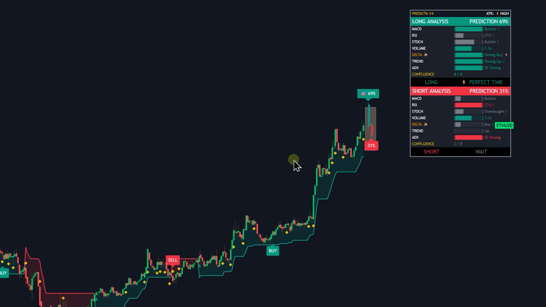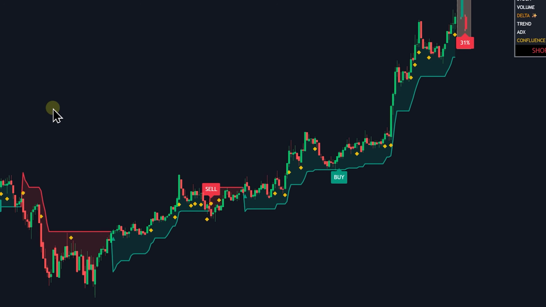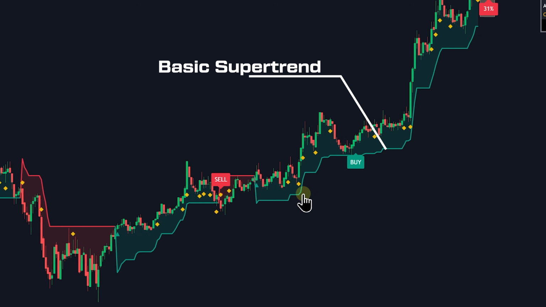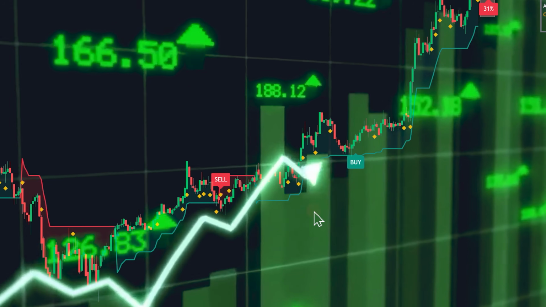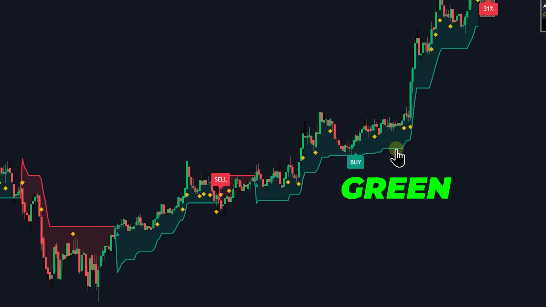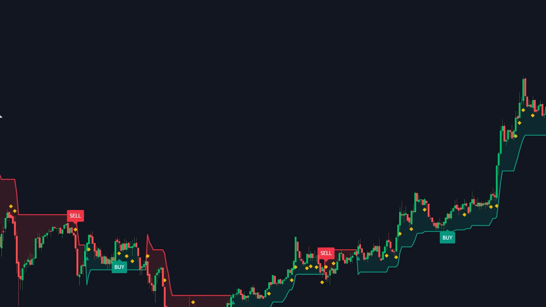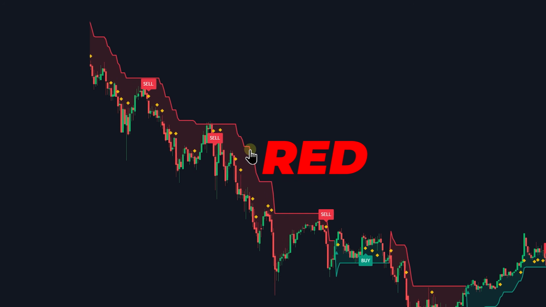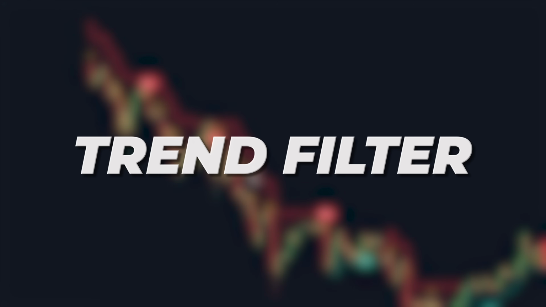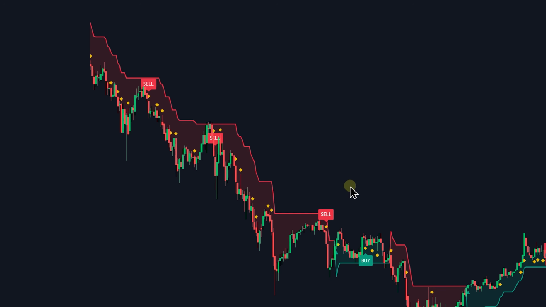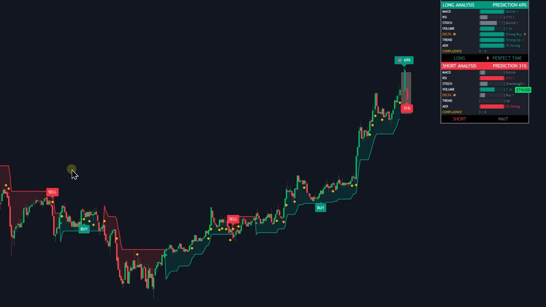Once it loads, this is what you're gonna see. First, you have the main trend line on the chart. Now, this is actually a basic Supertrend with the default settings. When the trend is bullish, the Supertrend line is green and the background fill below it also turns green. On the other hand, when the trend is bearish, the line turns red with the background fill also being red. This basically works like a trend filter. It tells us whether the market is currently favoring long positions or short positions.